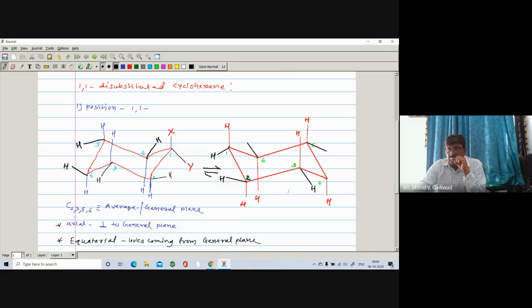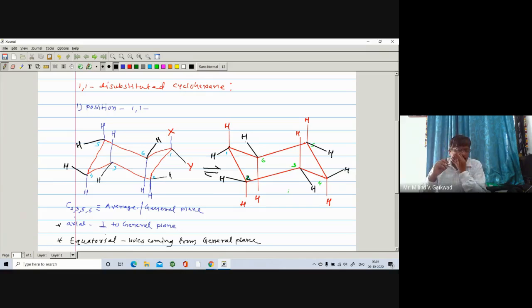Carbon number 4, the red bond is below the plane, so the other goes above the plane. So here we have to draw the above-the-plane bond, right? Here it should be parallel to 3 and 2, right? In this way you have to draw this bond. So here is your hydrogen atom, here is also a hydrogen atom and a hydrogen atom. In this way we have drawn the structure of the axial and equatorial bonds.